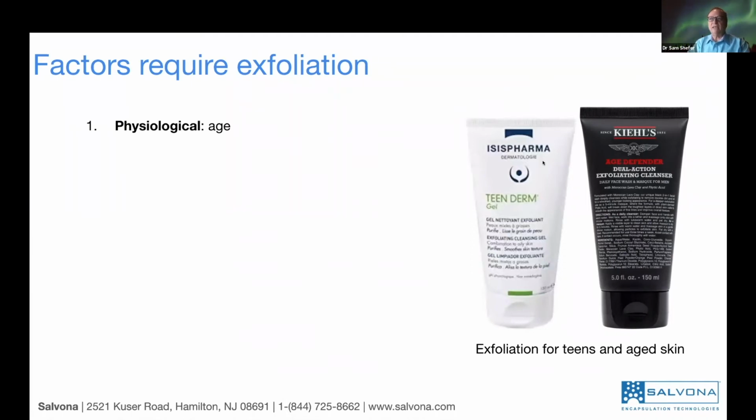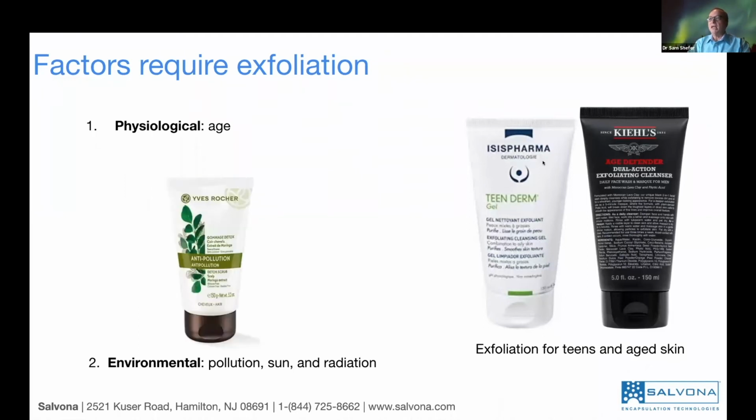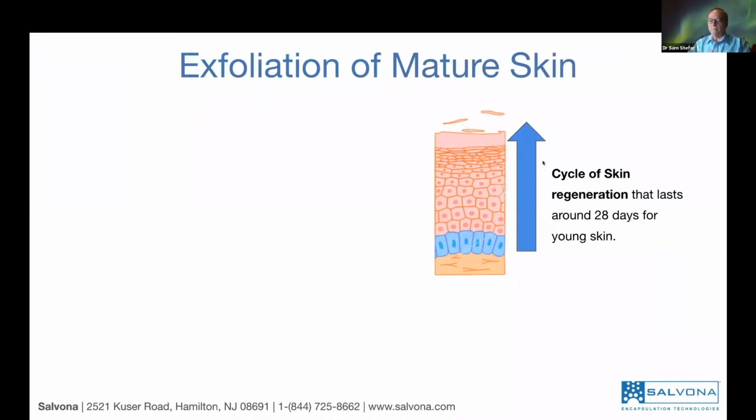This is already available. So age is number one, and number two is environmental factors such as pollution, sun, radiation, and there are also exfoliating products for anti-pollution. So this is all available. Now, what's happening when we get aged? What's happening to the skin?